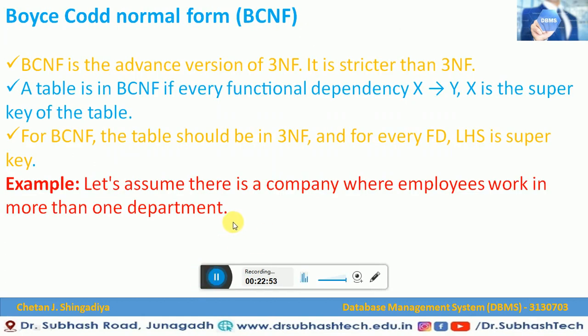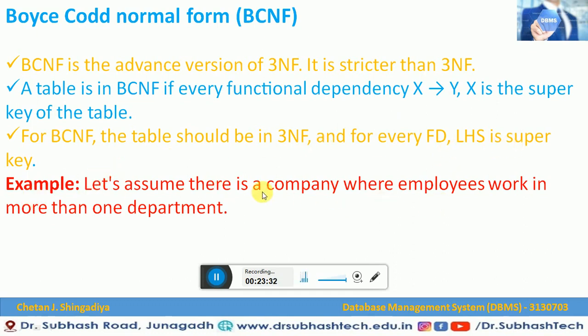Now let us understand what Boyce-Codd normal form, or BCNF, is in normalization. BCNF is an advanced version of third NF, and it is stricter than third NF. How? A table is in BCNF if for every functional dependency X determines Y, X is a super key of the table. When the left-hand side attribute is a super key of that table, then we can call it BCNF. For BCNF, the table should be in third NF, and for every FD, the left-hand side is a super key.